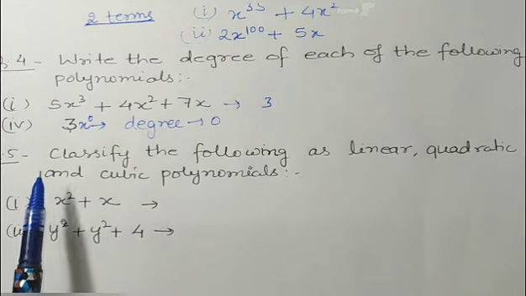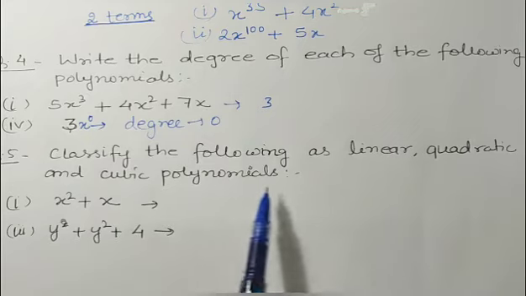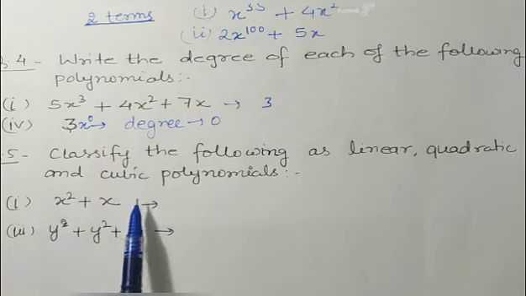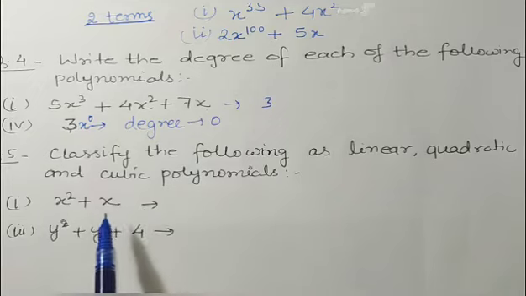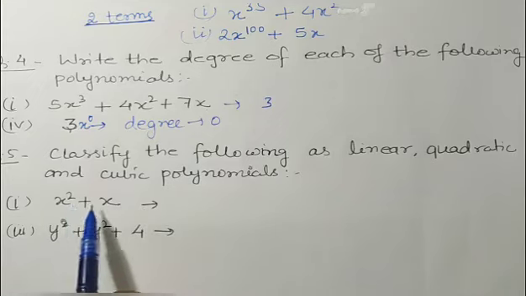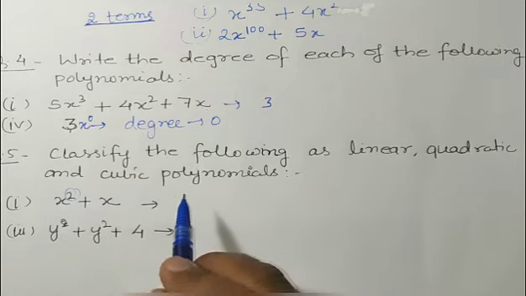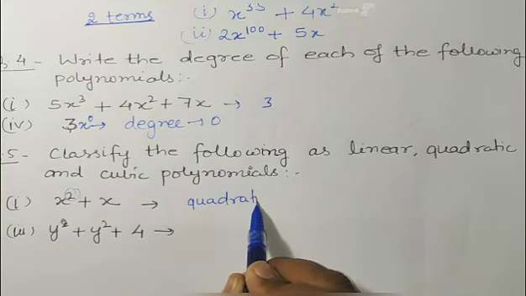Now the last question, question number 5, is: classify the following as linear, quadratic and cubic polynomials. This is also a very easy question. I have written two parts of this question here. You will solve the rest yourself. It is written x square plus x. So x square plus x is a polynomial having degree 2. If a polynomial has degree 2, it is known as a quadratic polynomial.